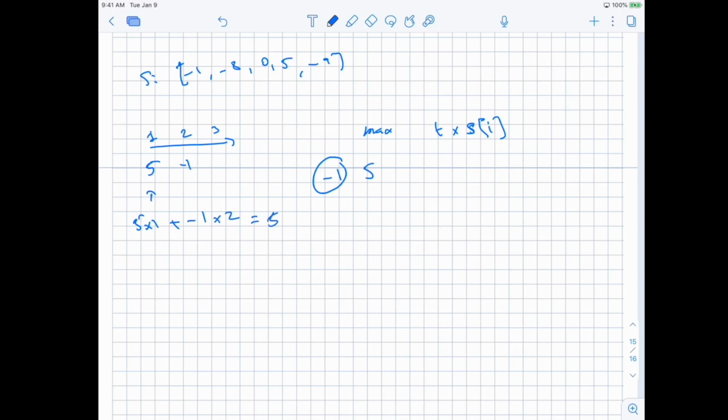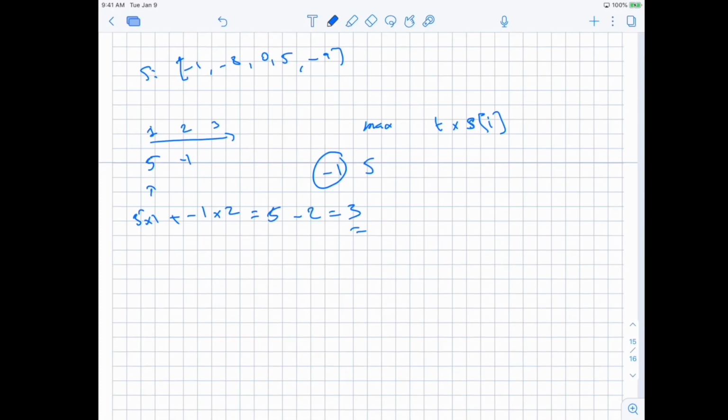And this will give you 5 minus 2, which would give you 3, right? But what if we did the reverse and took minus 1 first and 5 second? Then that will give us minus 1 multiplied by 1 plus 5 multiplied by 2, which is minus 1 plus 10, which gives us 9. So this is bigger. And this contradicts the fact that we want to maximize the total sum, the total like time coefficient, right?